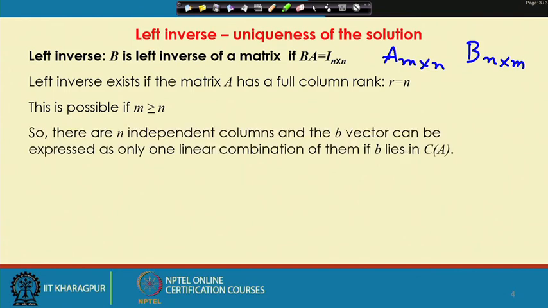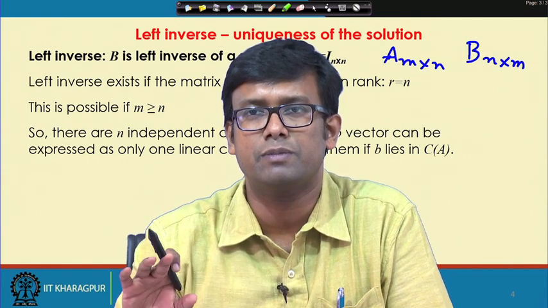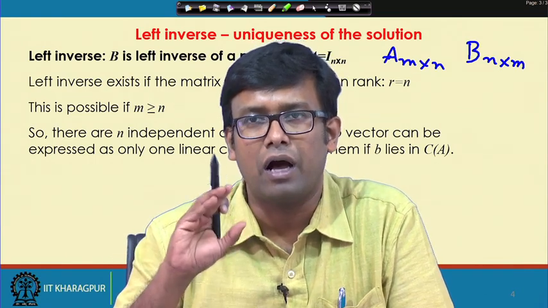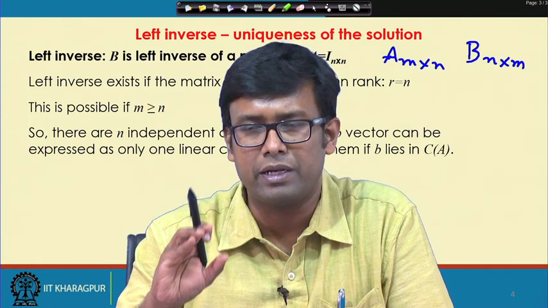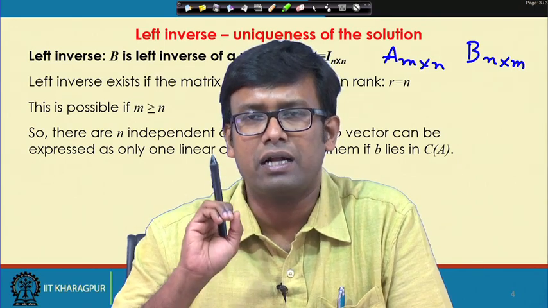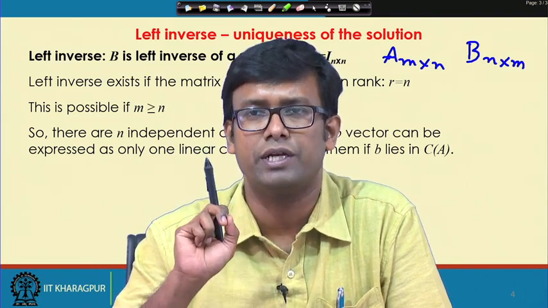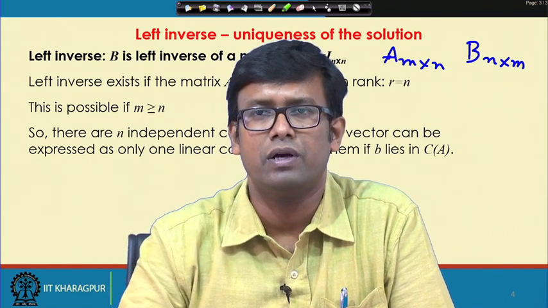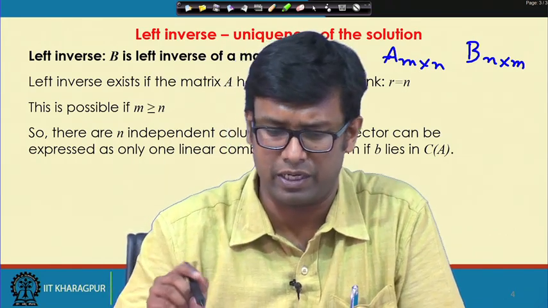So, interestingly, there are n independent columns, and therefore, the B vector can be expressed as only one linear combination of the columns of A, if B at all lies in the column space. B may not lie in the column space, because it does not ensure that the column space is spanning the entire R m. However, the column vectors of the matrix are linearly independent. Therefore, there is at most only one linear combination of the column vectors which can form the vector B. This comes from the property of linear independence.